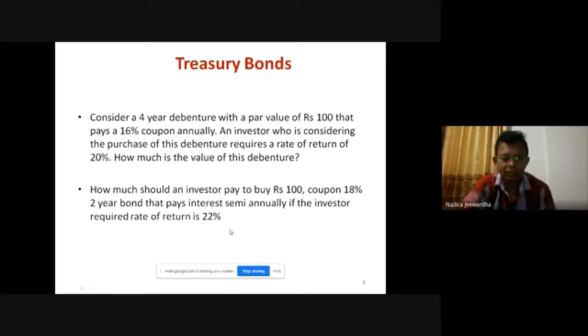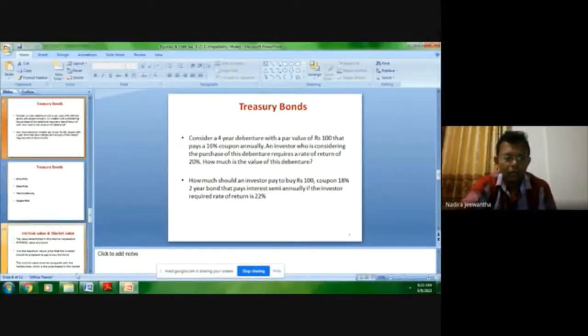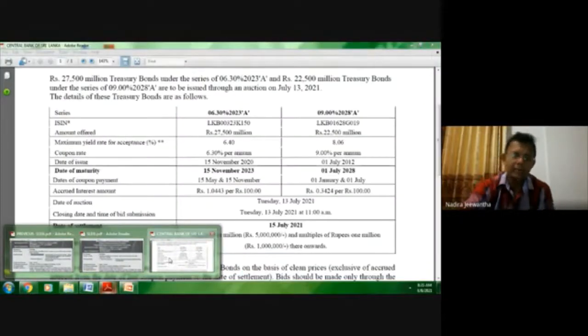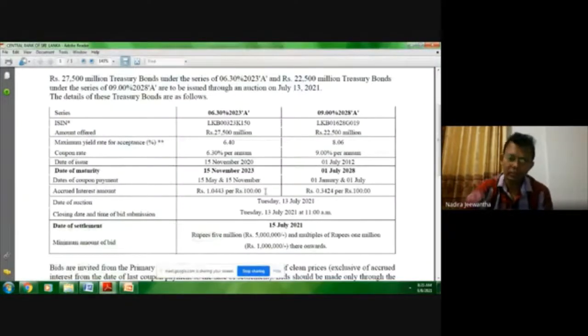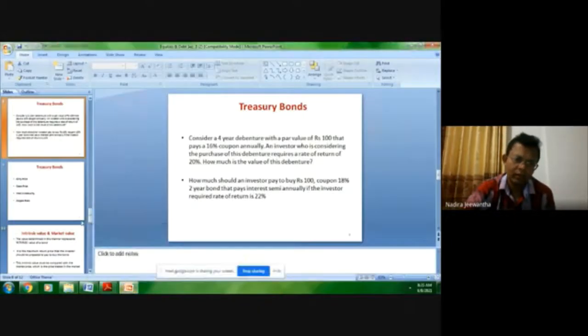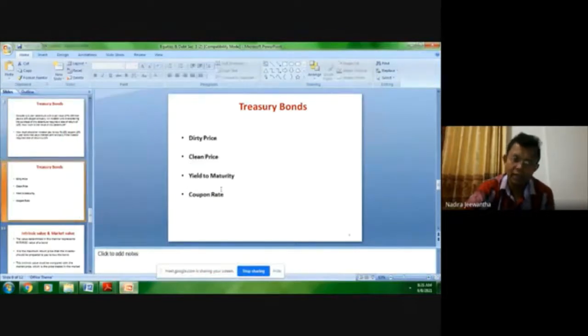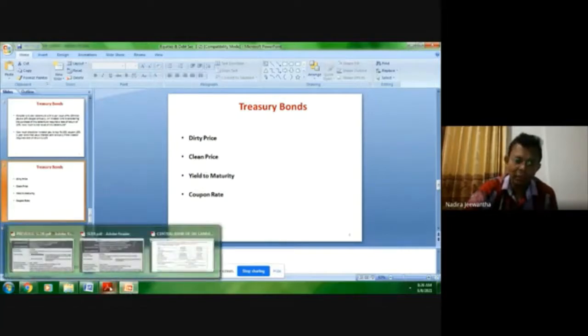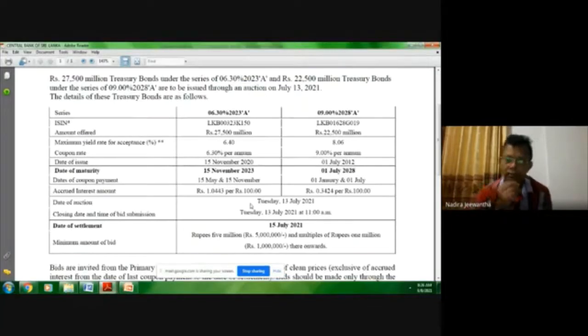So basically, now see this. That is yield to maturity, the market interest rate, and the other one is you have the coupon rate. Obviously now coupon rate and the yield to maturity are different, right? That's what I want to tell you. Now understand this properly, right? Before we move into this one, clean price and the dirty price. So we will take it up later, then you will visualize it.